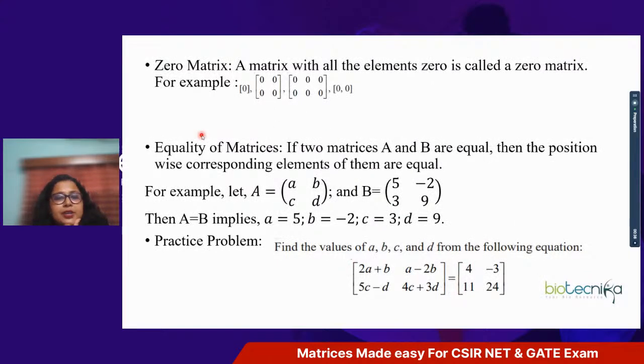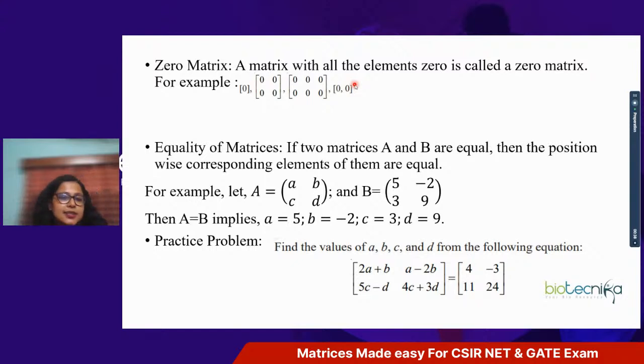Next, zero matrix. The name says it itself. A zero matrix is a matrix which has all the elements zero. It can be of order 1 cross 1, 2 cross 2, 2 cross 3, 1 cross 2, anything. If all of the elements are zero, then we can say it is a zero matrix.